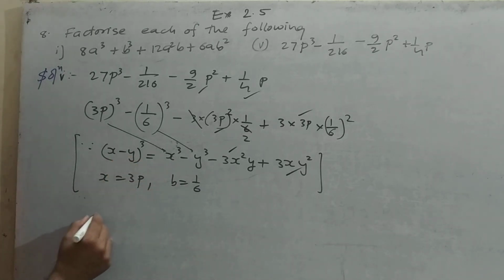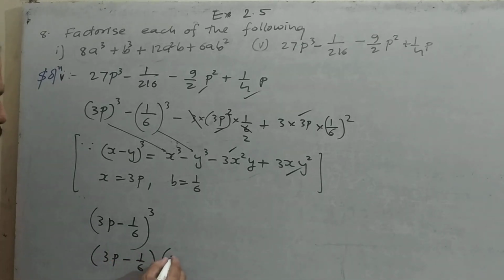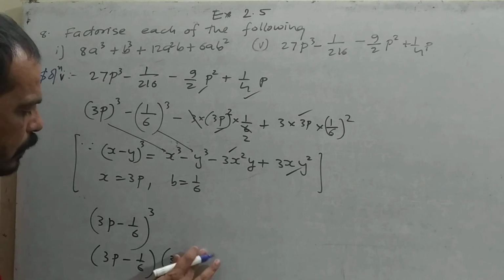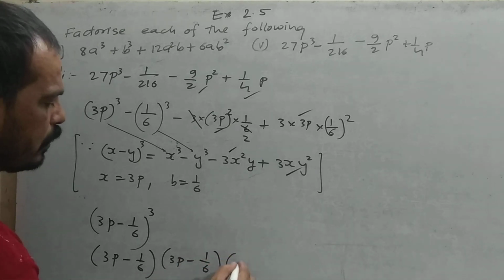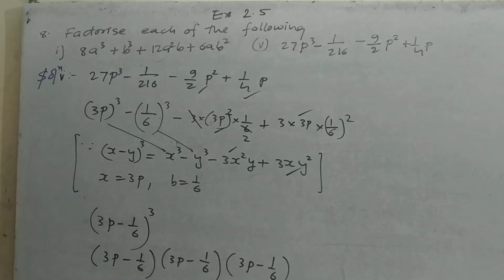In place of this, we are writing x minus y whole cube, that is 3p minus 1 by 6 whole cube. If you wish, you can write down 3p minus 1 by 6 one time, 3p minus 1 by 6 two times, 3p minus 1 by 6 three times. This is the factorized form of 27p cube minus 1 by 216 minus 9 by 2 p square plus 1 by 4 p.